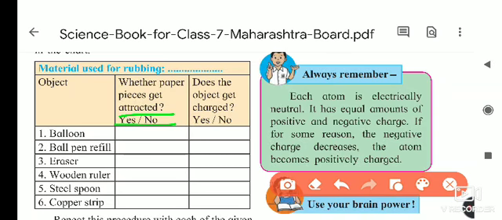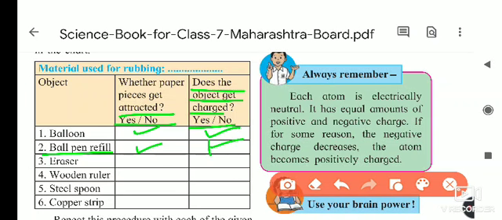Now if you rub the balloon on your head, the paper pieces are attracted towards it. The paper pieces being attracted means the object gets charged. When we rub the object, it gets charged. So here also we have to write yes. Now the ball pen refill, as you know, is also made up of plastic. When you rub it against the woolen cloth, we saw that it attracts the paper pieces. So this will also attract the paper pieces.